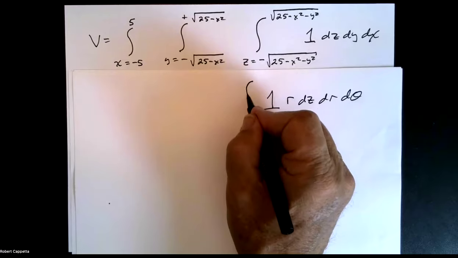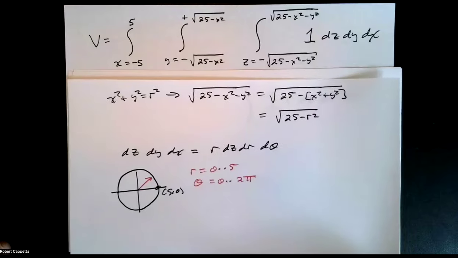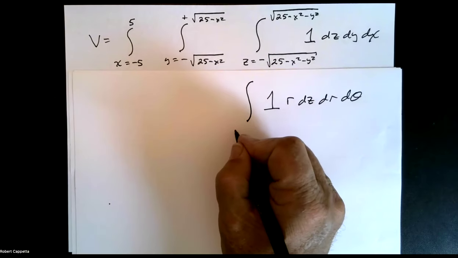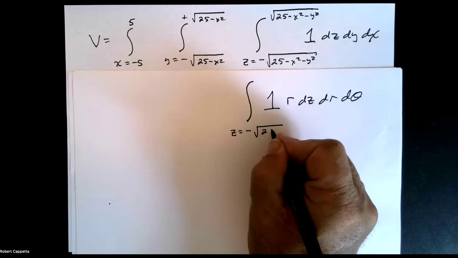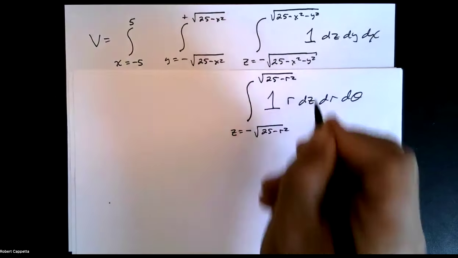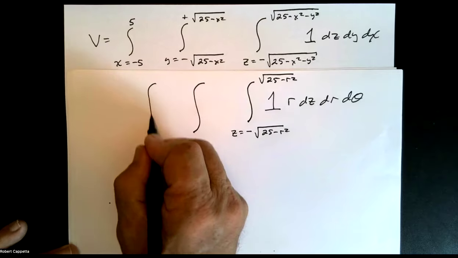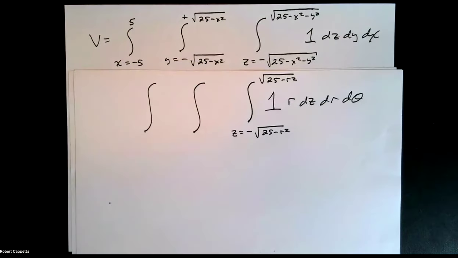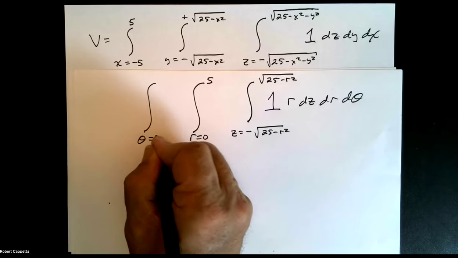And now moving over, what do we have here? We said that root 25 minus x squared minus y squared was root 25 minus r squared. So I get z is negative root 25 minus r squared to positive root 25 minus r squared. And then we come back out here to r and theta. Typically, we go r first and then theta. What did we say r did? R went from 0 to 5, and theta went from 0 to 2 pi.